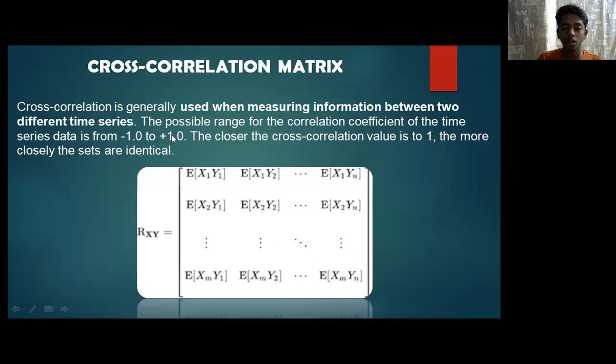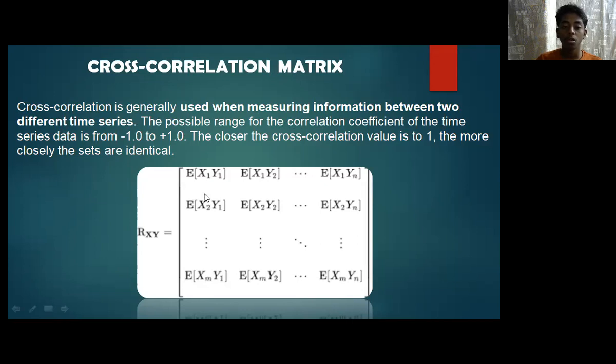Correlation matrix. Cross correlation is generally used when measuring information between two different time series. The possible range for the correlation coefficient of time series data is minus 1.0 to plus 1.0. The closer the cross correlation value is to 1, the more closely the sets are identical. If the value of cross correlation is closer to 1, then the sets are said to be more identical.